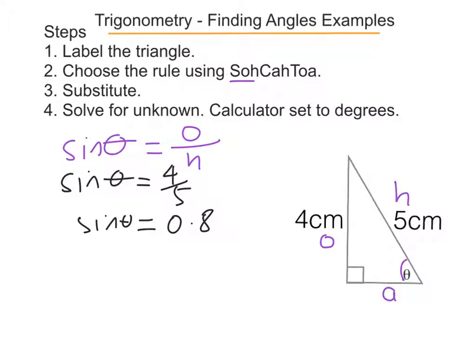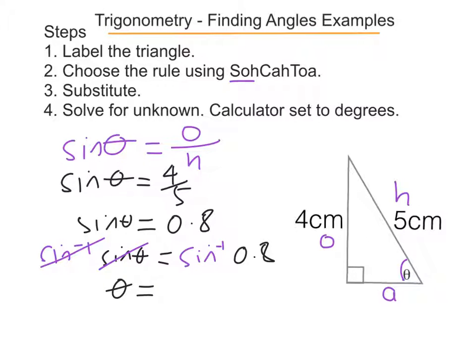Need to do inverse sine of both sides. So inverse sine of sine theta equals inverse sine of 0.8. On the left hand side, the sine and the inverse sine cancel out. So what's left is theta equals inverse sine of 0.8, and that's worth 53.1 degrees.